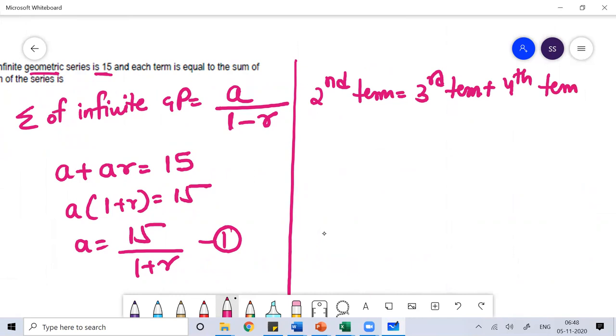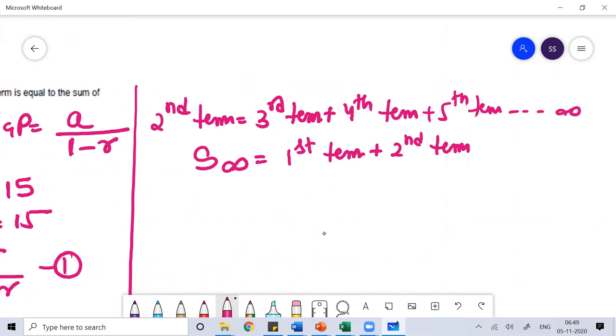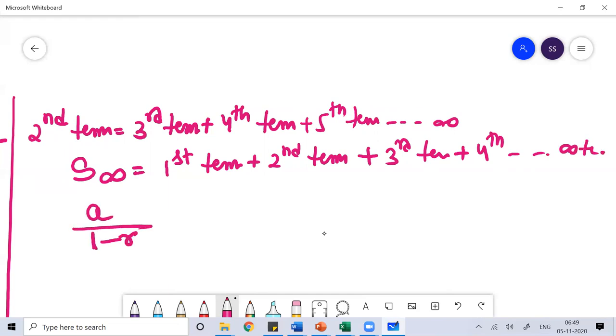So you understand here, in case of an infinite GP, the ratio is less than 1. So the second term is equal to all the terms following it, till infinite terms. So all these terms' value is equal to the second term. So I can write the sum of infinite terms as first term plus second term plus the infinite terms, like plus third term, then fourth term, till infinite terms. So the sum of infinite terms is A by 1 minus R.